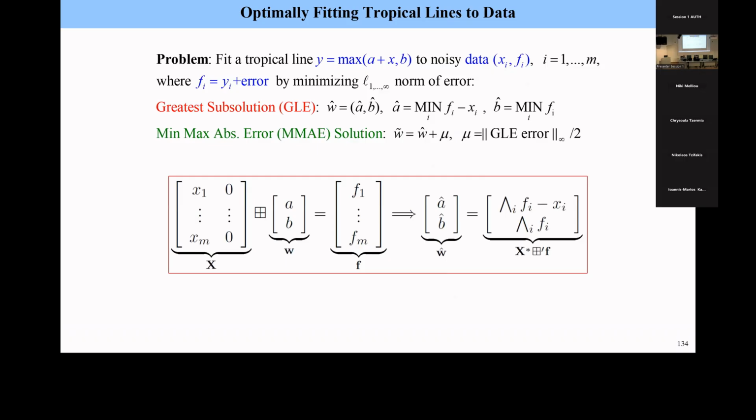Let us try to fit a tropical line to our data. Suppose we have data x_i and f_i, and we want to regress and find an approximation to this data with a tropical line y = max(a + x, b).